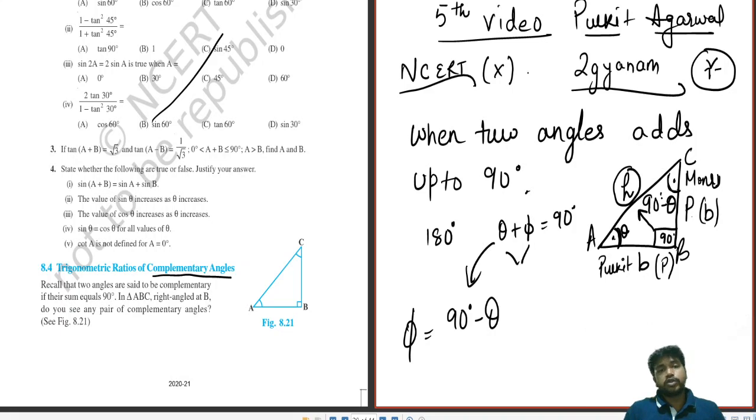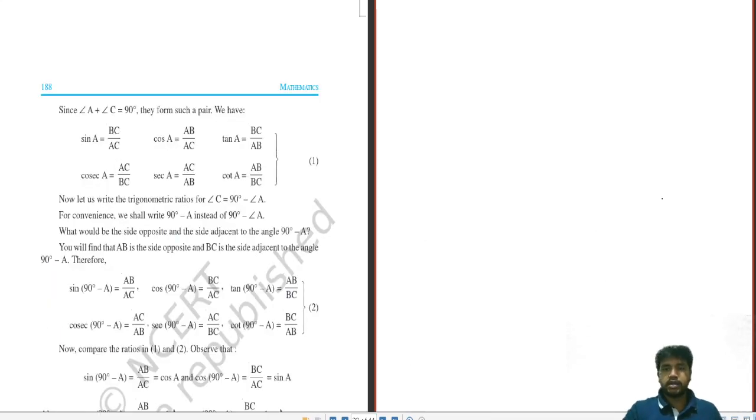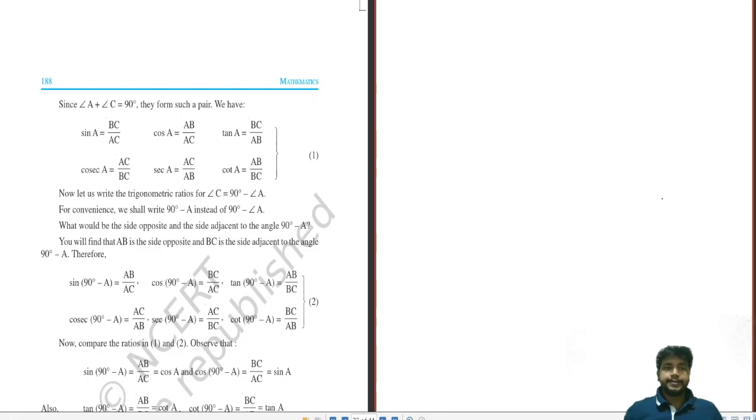Due to this conversion concept, we created an exercise known as complementary angles. This was created for this reason only. So let's see how it works. We can see it on the next page. I think this is clear. We have created that angle A plus angle C is equal to 90 degrees. They form such a pair.